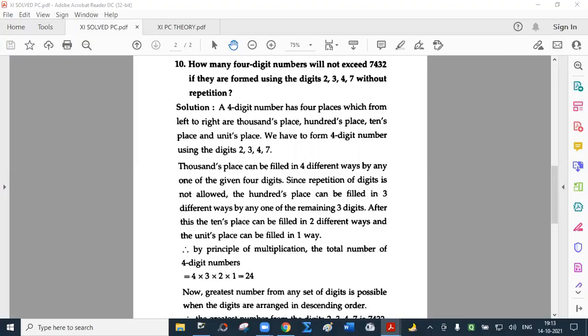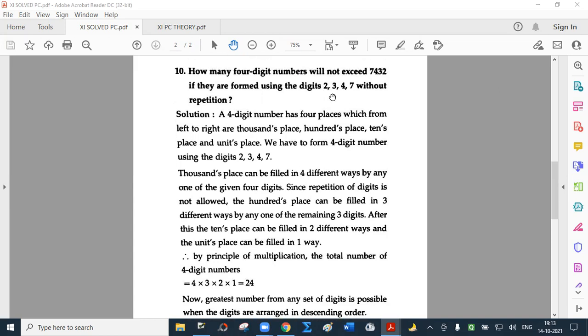How many 4-digit numbers will not exceed 7432 if they are formed using the digits 2, 3, 4, 7 without repetition? See, this is almost an essay. Actually, we can directly say 4 digits are there and 7432 is a 4-digit number. So how many 4-digit numbers can be formed? Given digits do not include 0. So thousands place in 4 ways, hundreds 3, tens 2, units 1. So 24 numbers.